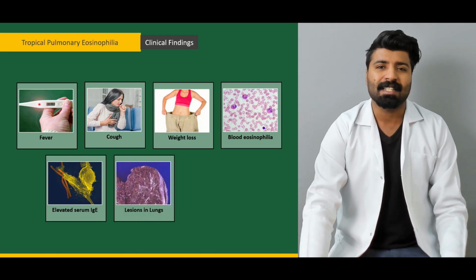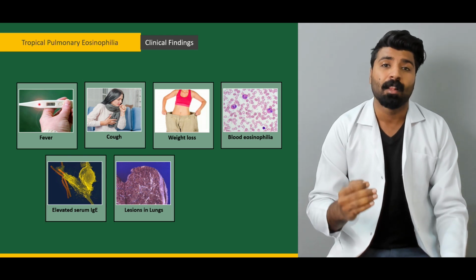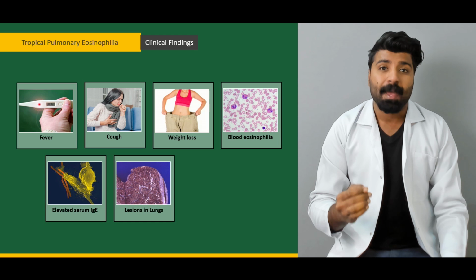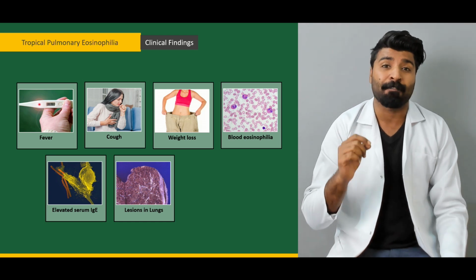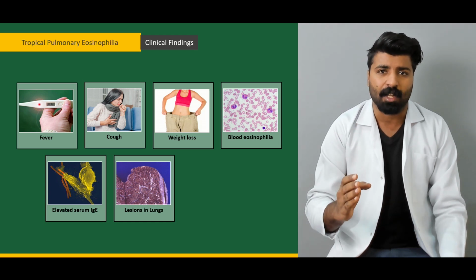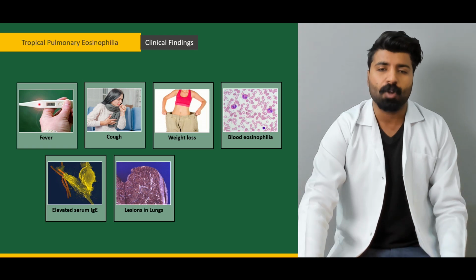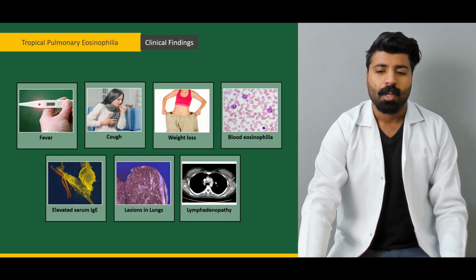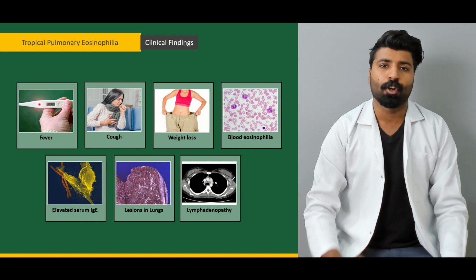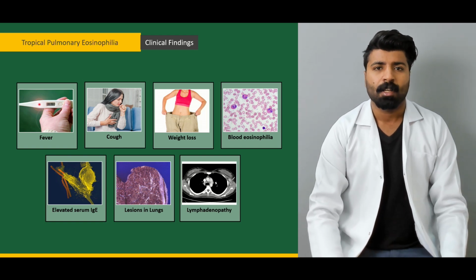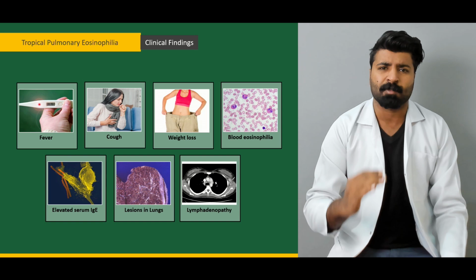Next on, lesions in the lungs. Why? Because you are having this parenchymal destruction. The parenchyma of the lungs is being infested, so you'll have these lesions in the lungs due to this pathology, due to this infestation. And last of all, lymphadenopathy. Where do you think these parasites or these organisms go on and live?